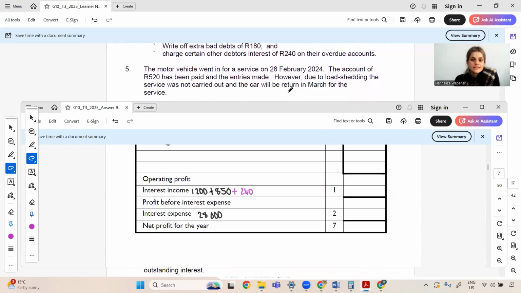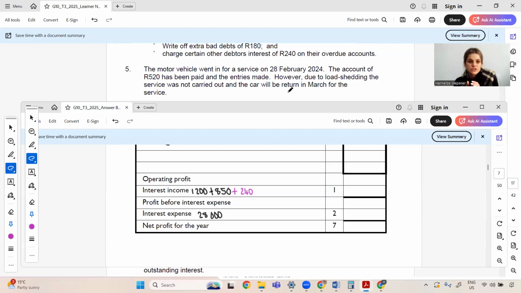Right. So transaction number 5 says the motor vehicle went in for a service on the last day of your current financial year, 28th of February. The account of 520 Rand has been paid and the entries have been made. Okay, so debit motor vehicle expenses, credit bank.